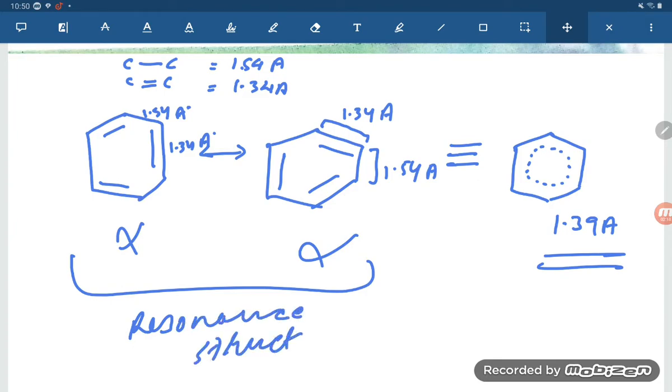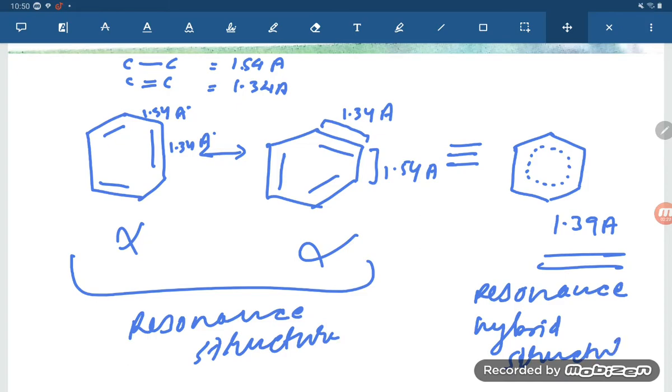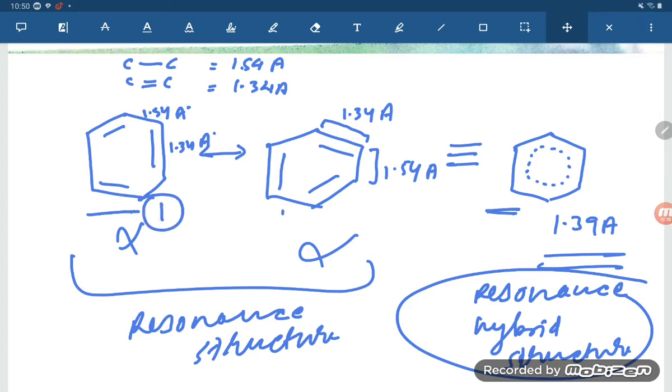But what is the correct structure? This is the resonance hybrid structure. So how can you define resonance structure, students? The representation of a molecule in two or more than two structures. This structure is represented by structure 1 and structure 2, but neither 1 nor 2 is able to explain this bond length, because it should be 1.54 and 1.34, but it is not happening like that. So what is the correct structure? The resonance hybrid structure, which is a hybrid of the first and second. So 1.39 angstrom is the correct one.